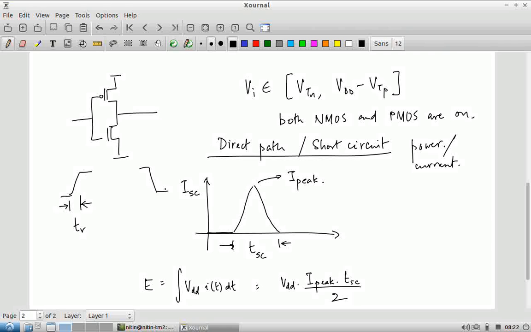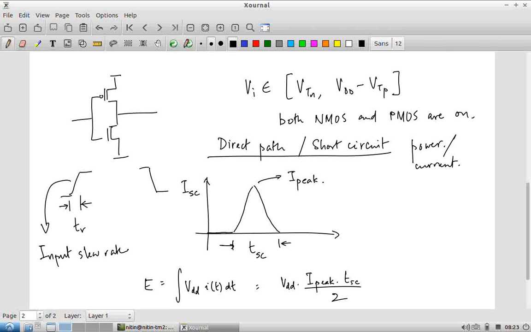Slew rate, because essentially what we are saying over there is the rate at which the voltage is changing with respect to time. Okay? So that input is also called the input slew rate or just the input slew. The higher the value of the slew rate, the sharper that transition. Okay? So it's good to have a very sharp transition because your TSC will be reduced.